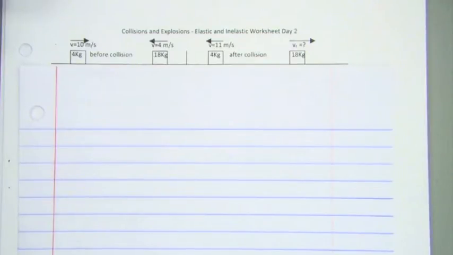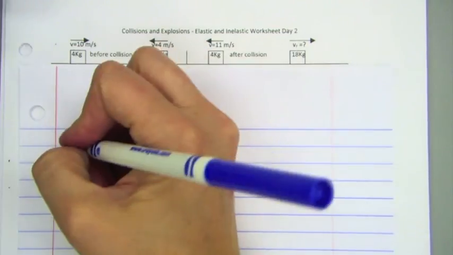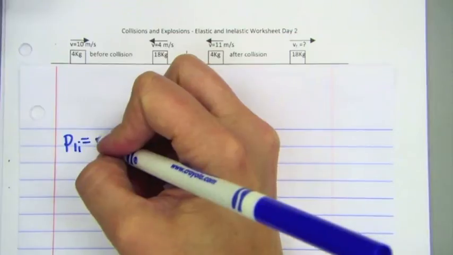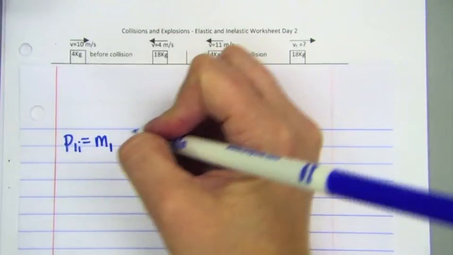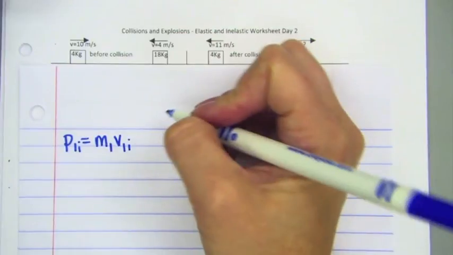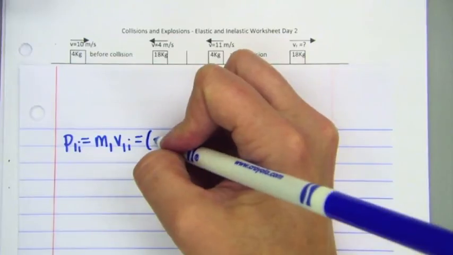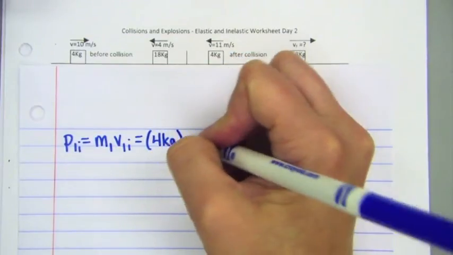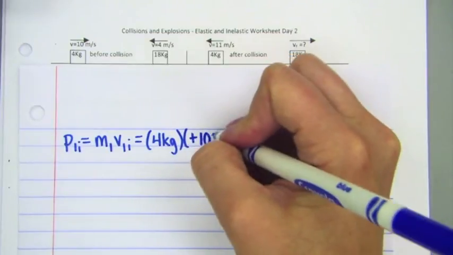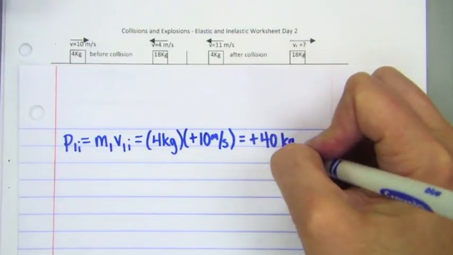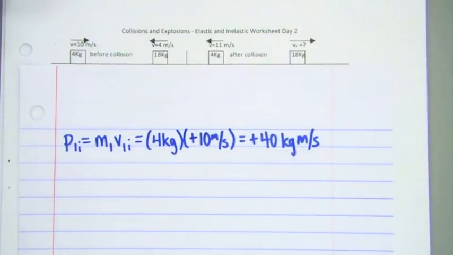Okay, so first thing let's do is find the momentum of each object, 1 and 2, before collision. So the initial mass and velocity, 4 kilograms, object 1, times positive 10 meters per second. And that gives us positive 40 kilogram meters per second. That's the initial momentum of object 1.